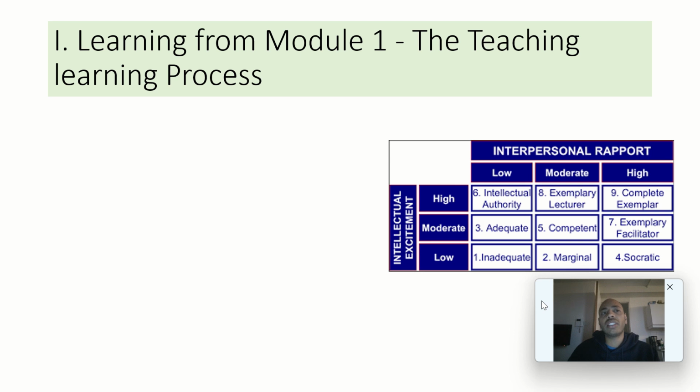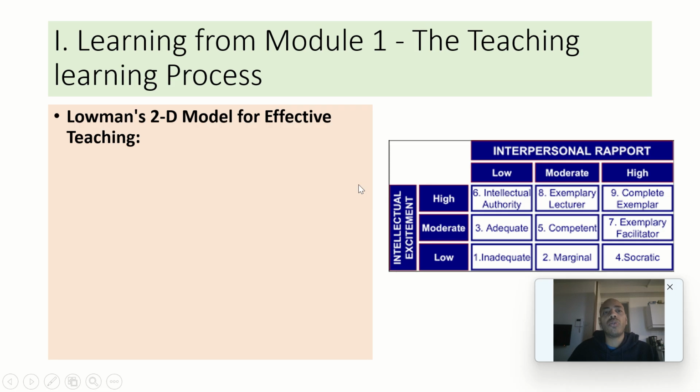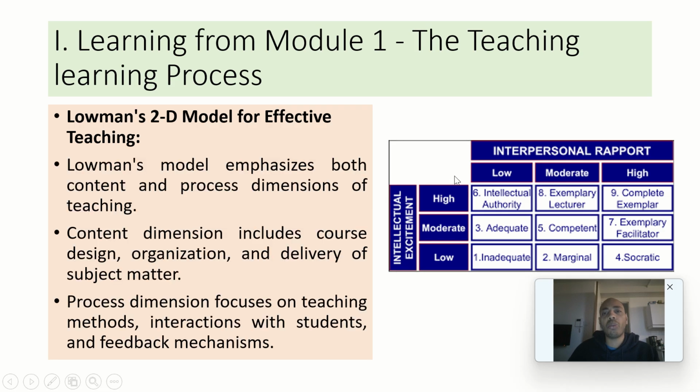Now we are going to understand Lawman's 2D diagram. So what is Lawman's 2D diagram? It says that there are two aspects of teaching, as you can see in this diagram. One is your interpersonal rapport, the other is your intellectual excitement. In simple terms, interpersonal rapport is how you are in delivering a lecture, how good you are in communication. And intellectual excitement is about how good you are in your knowledge.